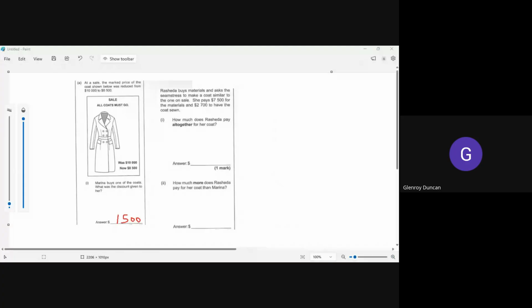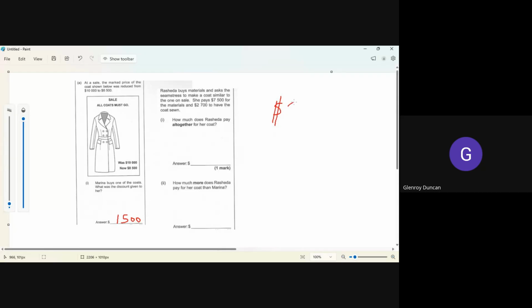Let's go ahead and work, class. Let me just read it. Rashida buys materials and asks the seamstress to make a quilt similar to one on sale. She pays 7,500 for the materials and 2,700 to have the quilt sewn. How much does Rashida pay altogether for a quilt? And what is your answer? 10,200. Yes, sir.